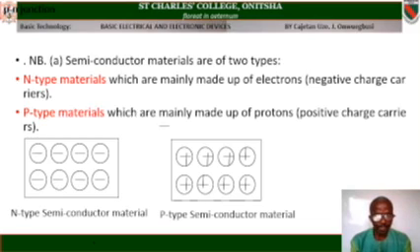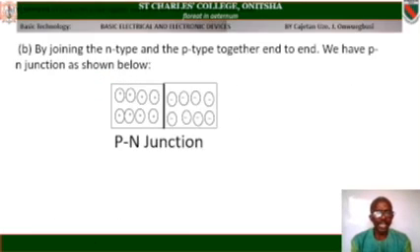We have on the diagram the N-type. You have the circles at the center representing the electrons, the negative charges, while the P-type semiconductor materials are those with the plus, that is the positive particles. By joining the N-type, that is the negative type, and the positive type, P-type, together, end to end, we have what we call P-N junction, as shown in the diagram below.